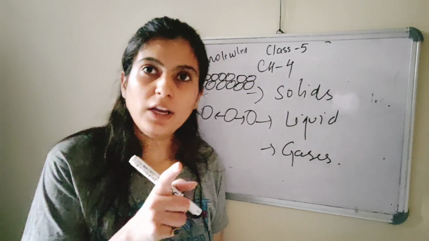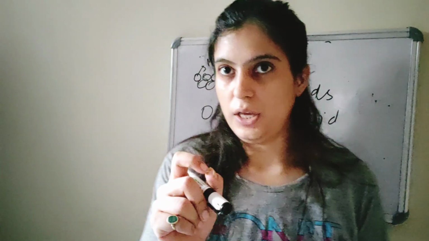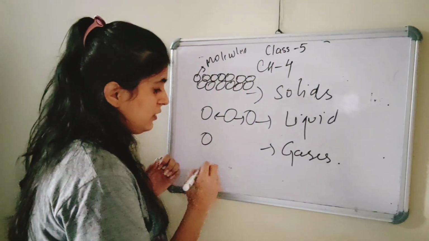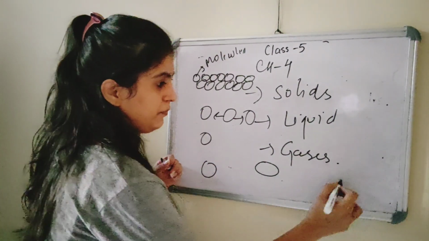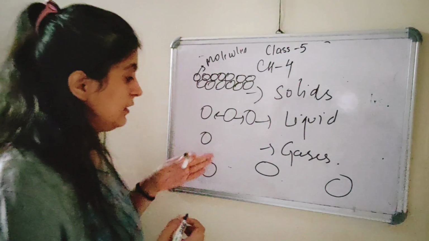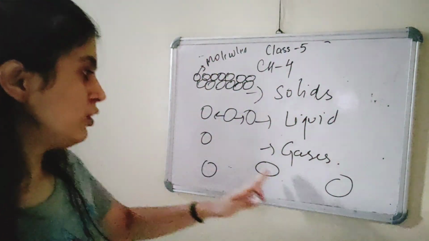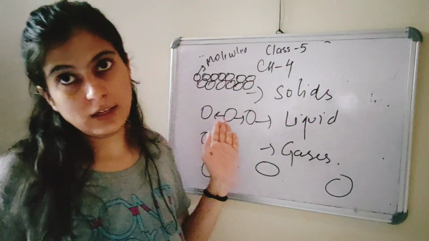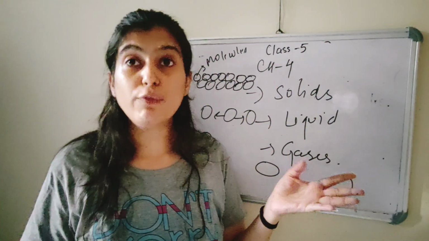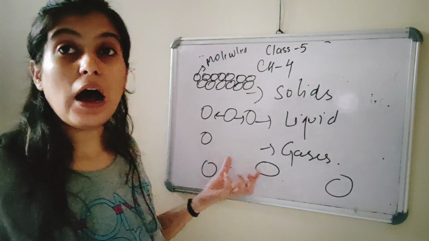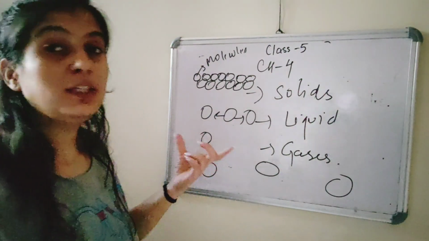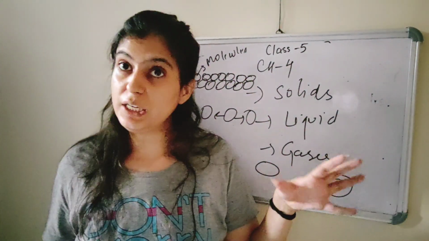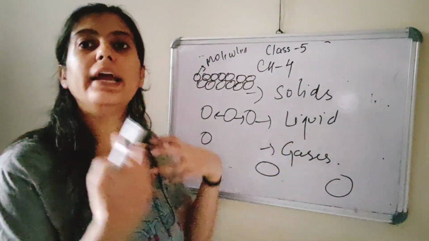If we talk about gases, the molecules are far away. The spaces are much larger than in solids and liquids. The molecular arrangement is like this. You can see that the molecules are very far away. There are much larger spaces than in the solids and the liquids. In gases, the forces of attraction are very weak. That's why the molecules do not hold together, and molecules have the ability to move randomly anywhere.